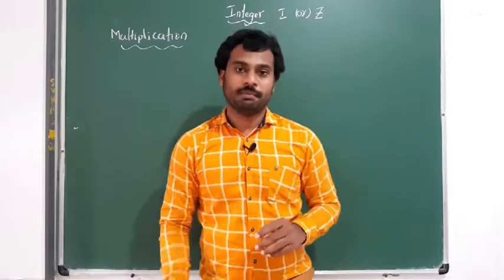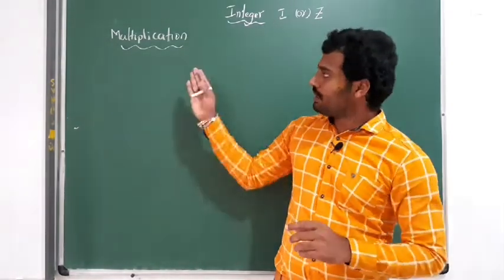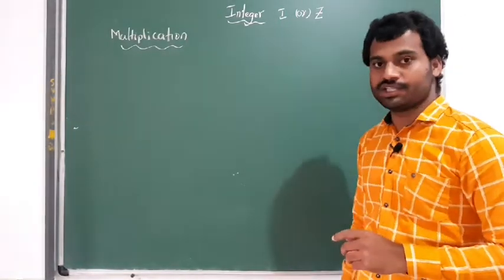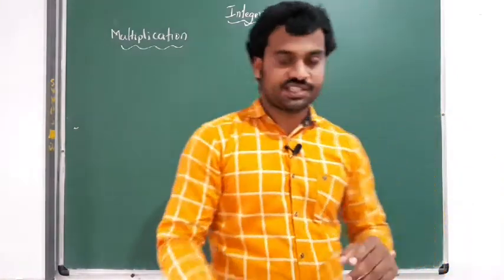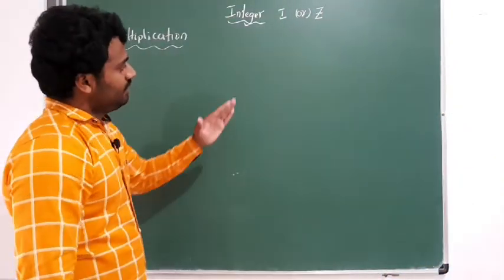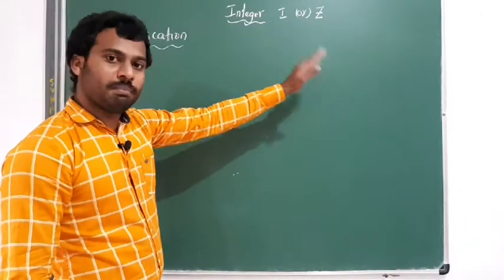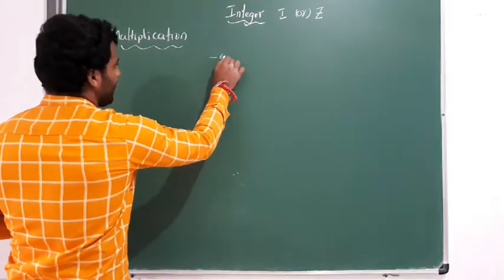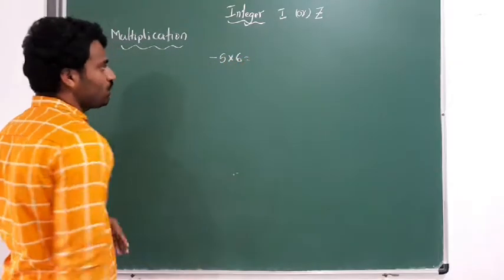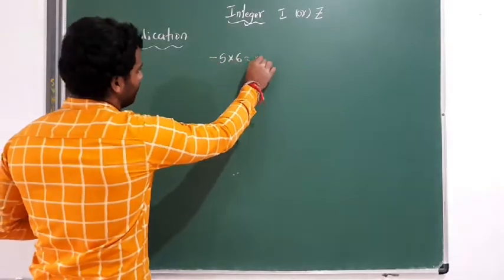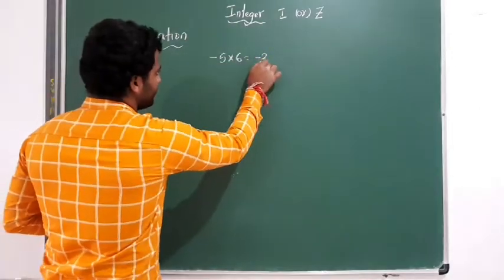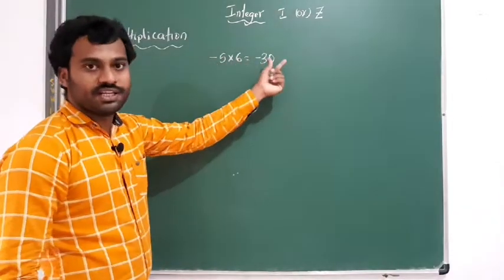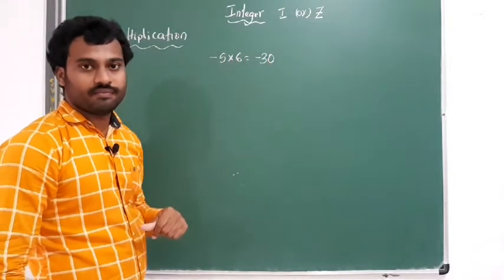So, next is multiplication. Under multiplication, I will take different types of integers and multiply them. What will be the result? We will see first. Here positive numbers are there, negative numbers are there. One positive number and one negative number, what will be the multiplication? Suppose minus 5 into 6 is what? Minus into plus is minus. 5 sixes are 30, so minus 30. Here, what it says? One positive and one negative will give a negative integer.